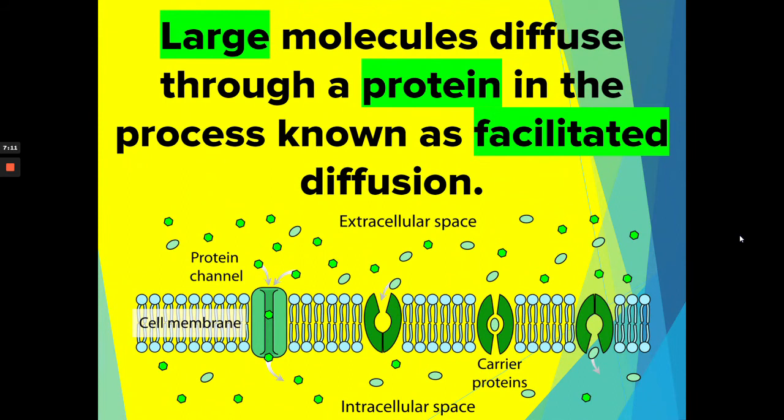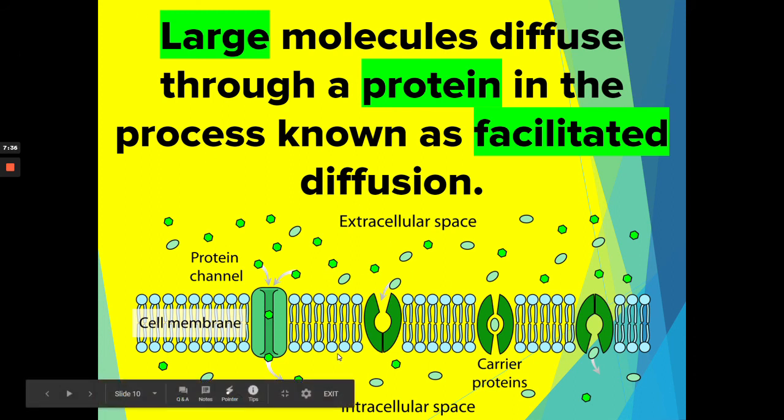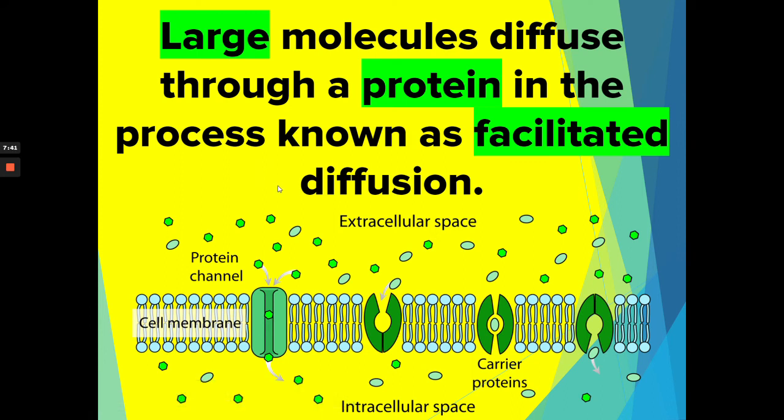The last type of diffusion is called facilitated diffusion. So if something is facilitated, you have someone helping. There is help for the situation. And in this case, the helper is a protein. Now, these molecules that are trying to get to the other side, they're too large to move straight through, or they're polar, they're reactive. So there's a couple of ways that this can happen.